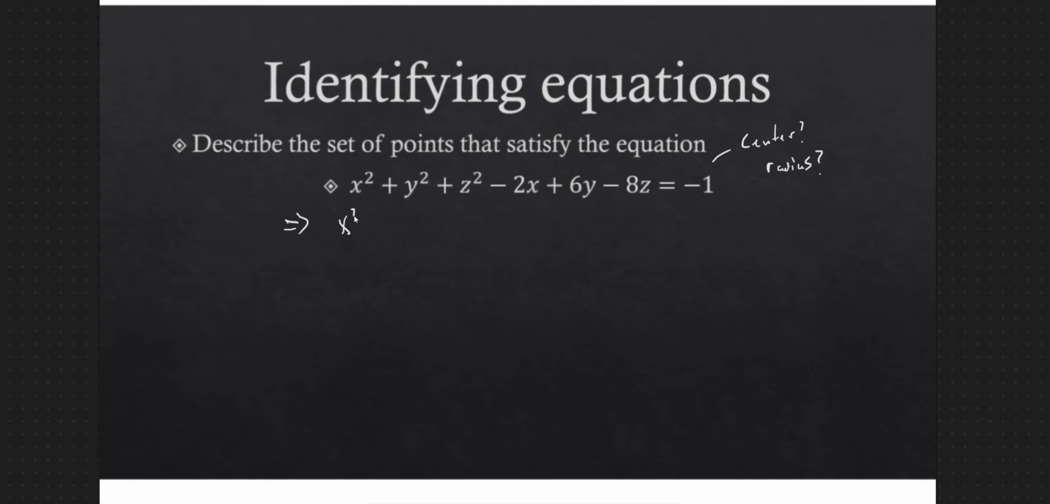So I'm going to write this like x squared minus 2x. So I'm not really doing anything other than invoking the commutativity of addition. Plus z squared minus 8z equal to negative 1. I'm going to handle my x's.